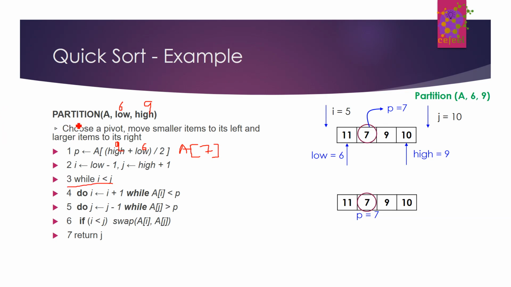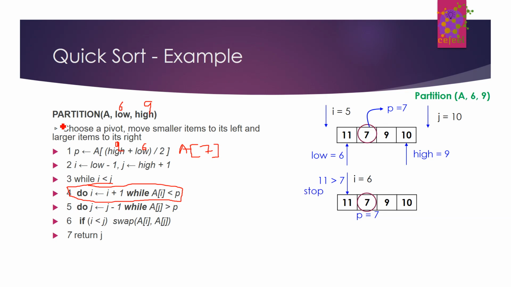Definitely I is less than J, we still have elements to cover, 5 is less than 10, and we will start with the first while loop in step 4, which is we will find an element that is out of order in the left part of the subarray. So I will now start with 6 because 5 plus 1 is 6, and then we'll compare 11 and 7, and notice 11 is greater than 7.